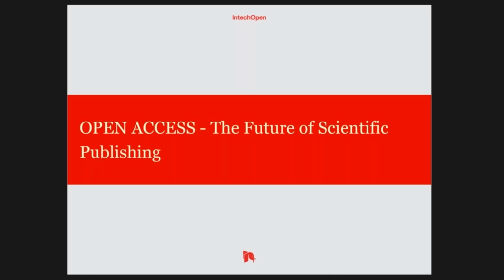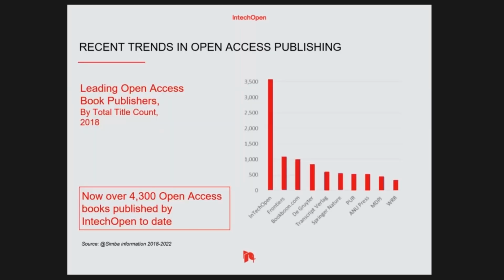So as we all know, open access is quickly becoming the future of certainly scientific publishing. It's perhaps a little bit lagging behind in the humanities and social sciences. But us at IntechOpen, we are one of the leading open access book publishers in the world. To date, we have over 4,300 open access books, with more than 2,000 titles currently uploaded and listed on the directory of open access books.